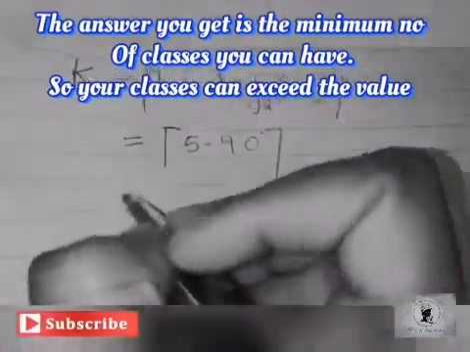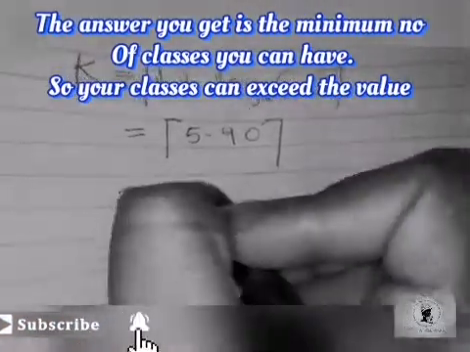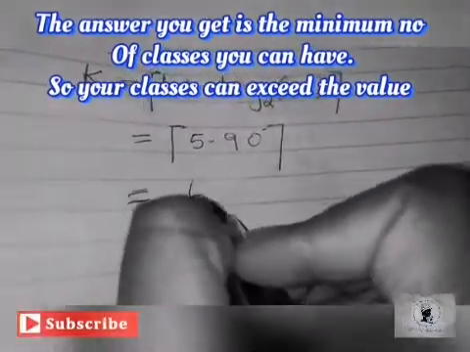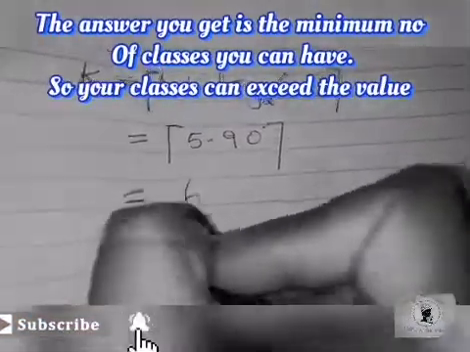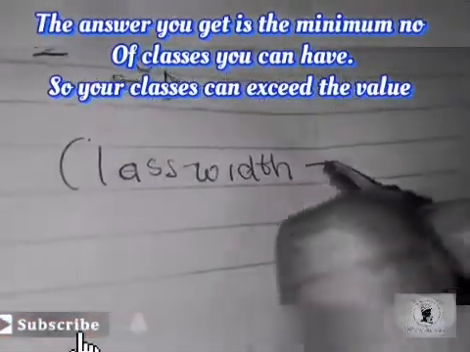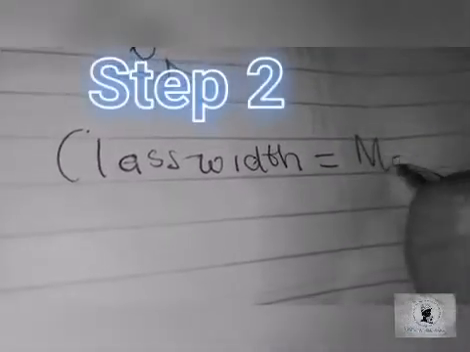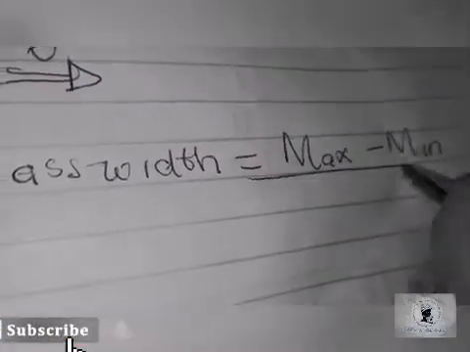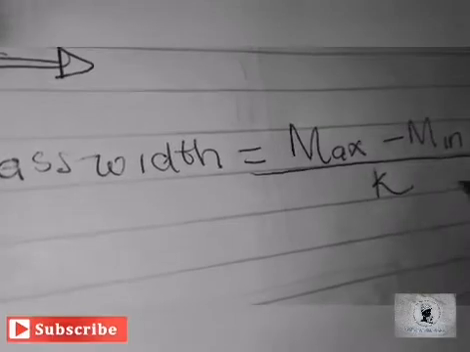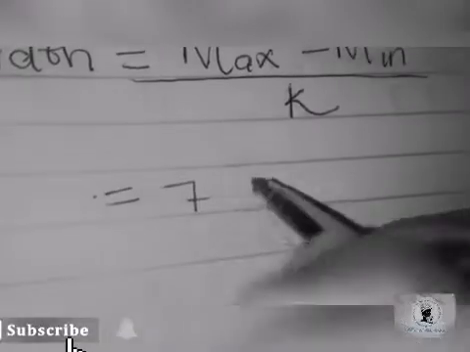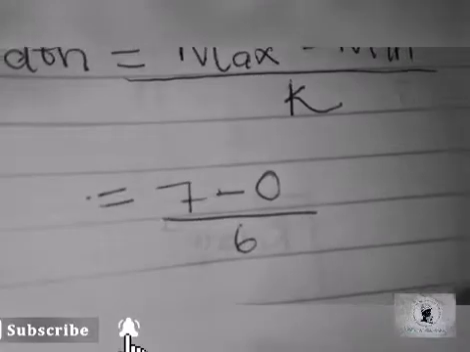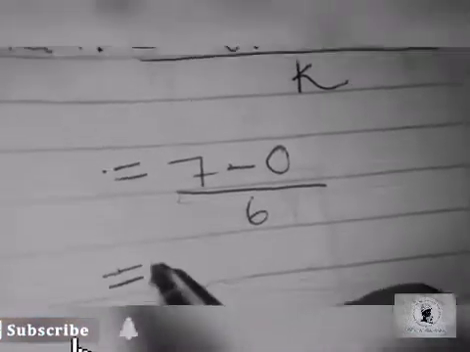So even if you get 5.1, you are going to round up to 6, because you can't have 5.1 classes. Your answer has to be a whole number. Step 2. Now you have to find the class width, which is your range divided by the number of classes, which is k. Your range is the maximum minus the minimum value. So using the same example, guys, the class width is basically the difference between the class limits.